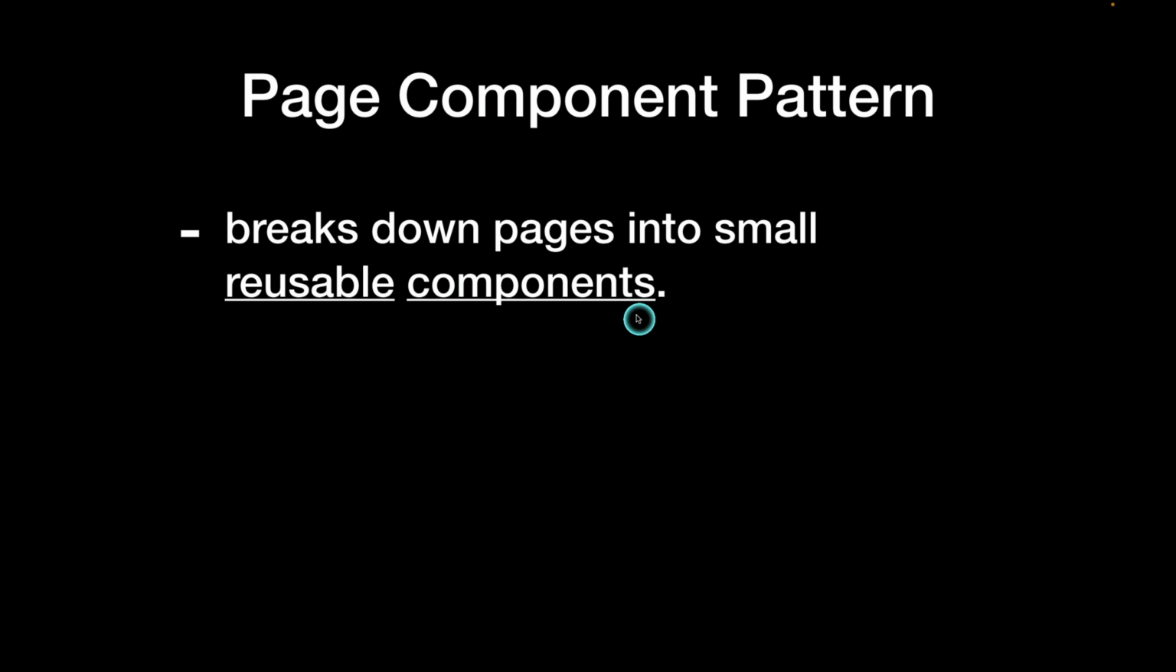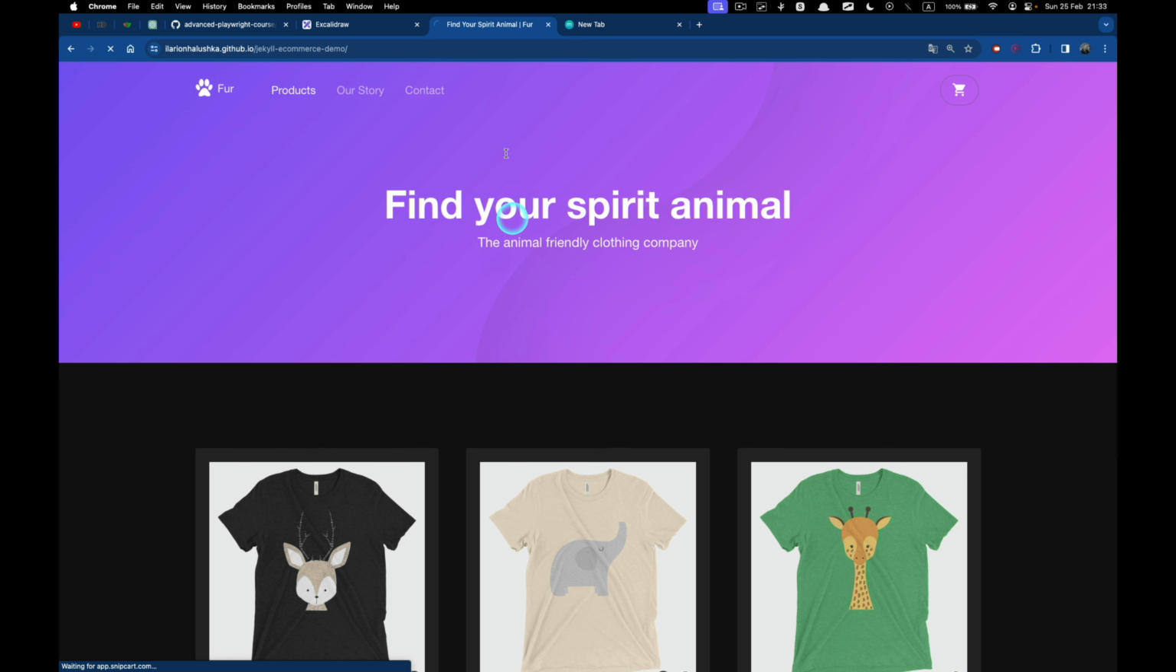So here, let's say we have this page. This is the home page of our web store. And here we have some components. This is a component for navigation. This is a component for company description or some header. This is a component for a product. Then this is a component for the footer.